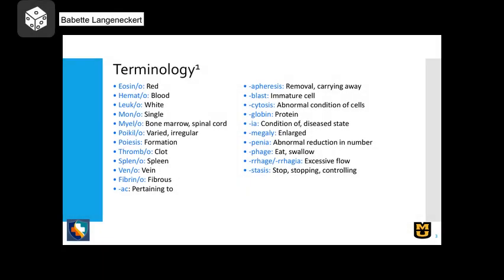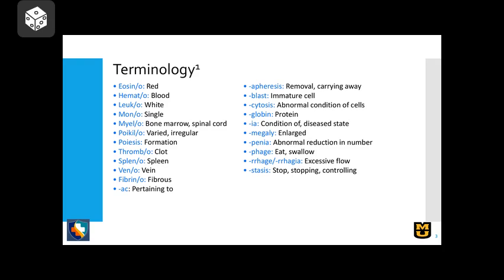This is a list of prefixes and suffixes related to hematopoietic neoplasms. A prefix is a word part added to the beginning of a word. Eosino means red. Hemato means blood. Leuco is white. Mono is single. Thrombo is clot. Veno is vein.